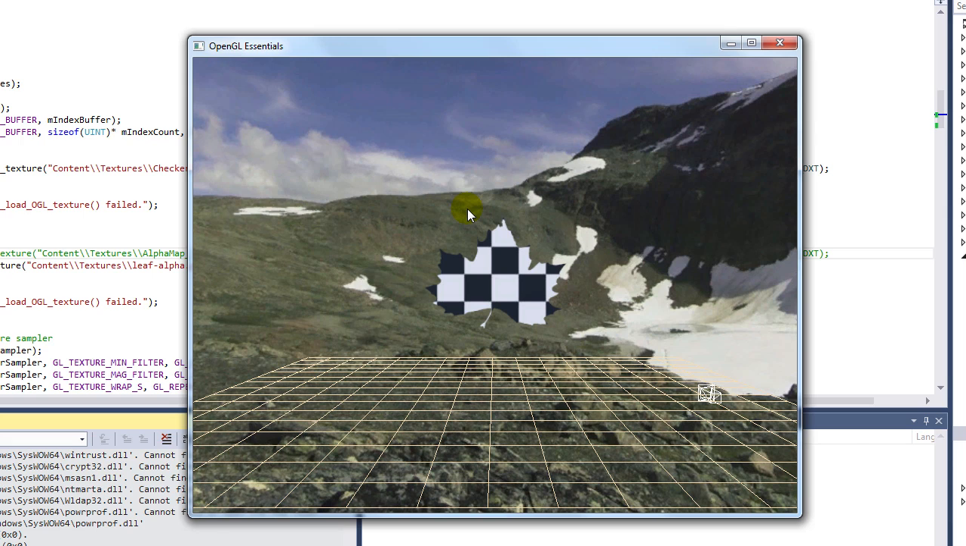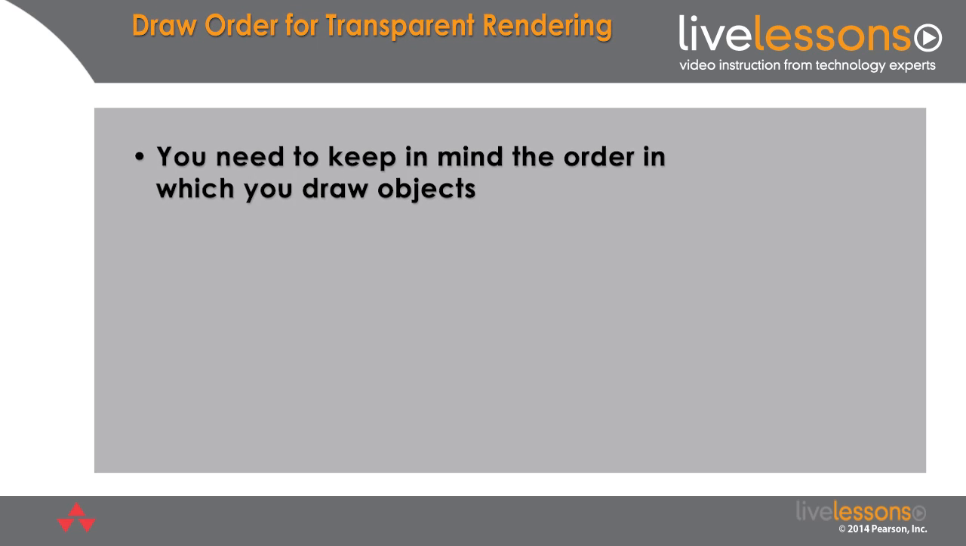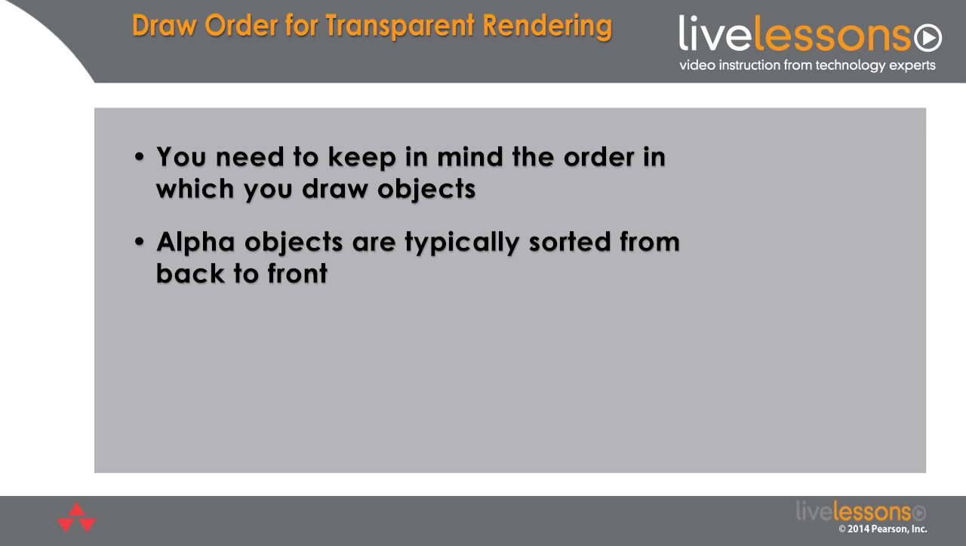We can apply these same concepts to any of the lighting models that we've discussed so far. There is one other piece that I want to mention, and that is that order is necessary. We need to concern ourselves with the order in which we draw things. There is the notion of algorithms that make order independent transparency, but I want to note that the alpha objects are typically sorted from back to front. You need to render the stuff behind first.